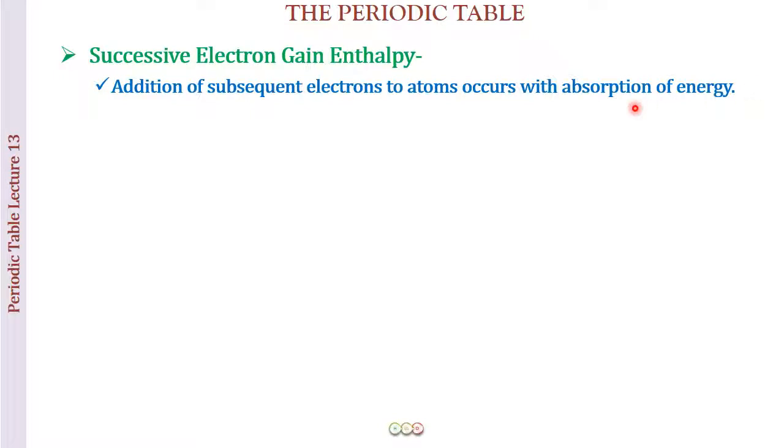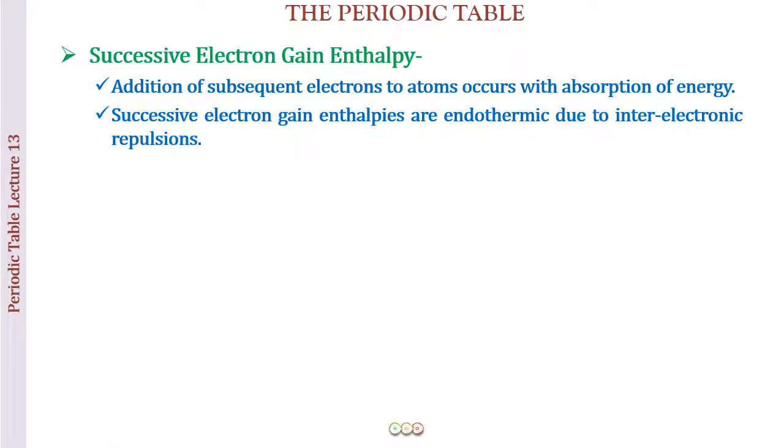Why is there going to be absorption of energy? Why do we have to provide the atom with more energy to add a further electron? It is because when one electron has been added, the inter-electronic repulsions increase, and because of this, the second or third coming electrons will not be welcome, and we have to force them in now. And thus we say that the successive electron gain enthalpies are endothermic due to the inter-electronic repulsions.